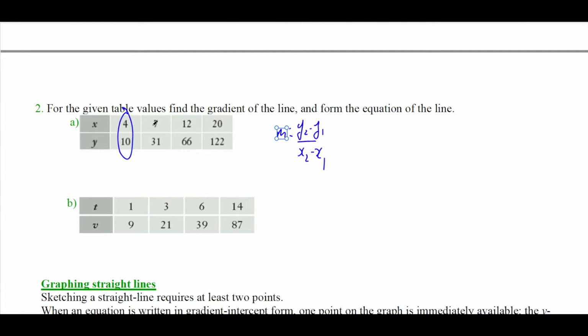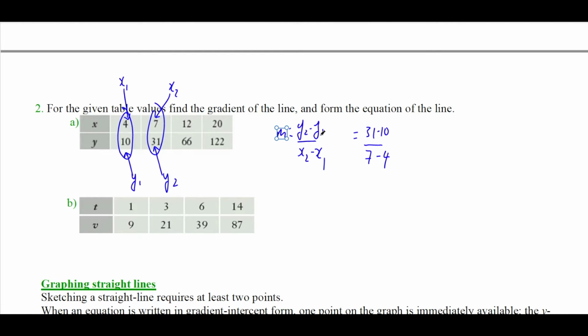So I'm going to pick this point and this point, right? Because each point has an x and y value. Now, what does y2 equal to? So this is your first point, your second point, right? That means the 4 is the x1, 7 is the x2, 10 is the y1, 31 is the y2. So I can just do 31 take away 10 over 7 take away 4, right? Because remember, this is your first point. So if this is the first point, this is your x1, this is your y1, this is your x2, this is your y2, right?